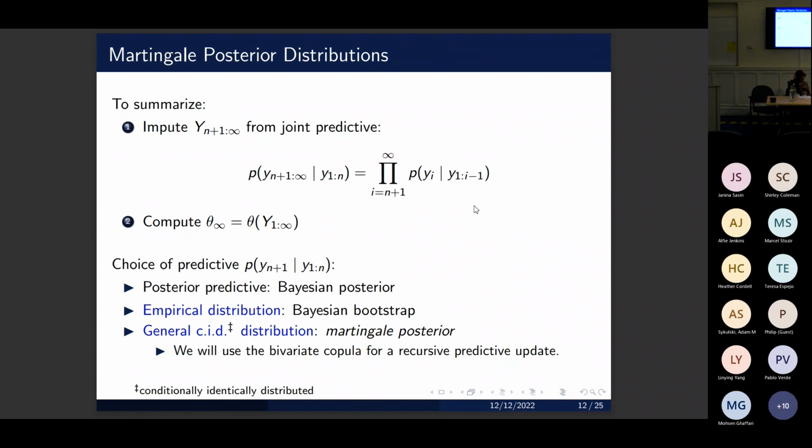And then finally, at the end, we're going to talk about how one can elicit a more general sequence of one step ahead predictive densities, which satisfy some notion of this martingale condition, which is one of the weaker conditions that we need. And we're going to recover this martingale posterior. And we'll see later on that the bivariate copula is going to be a really useful tool. And this is going to be a proper generalization of the Bayesian framework.